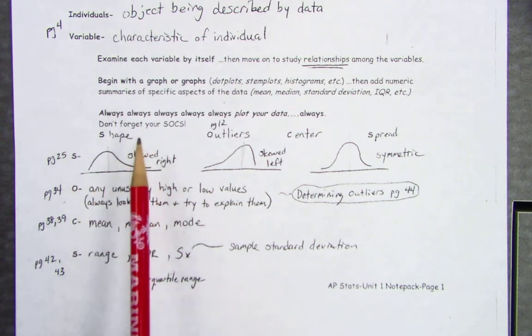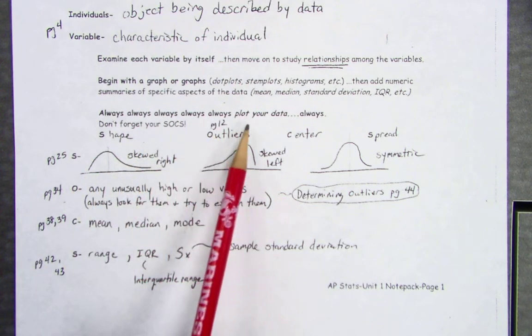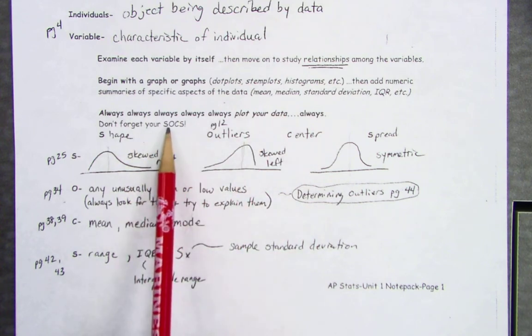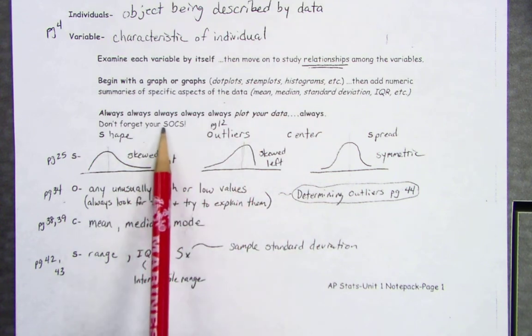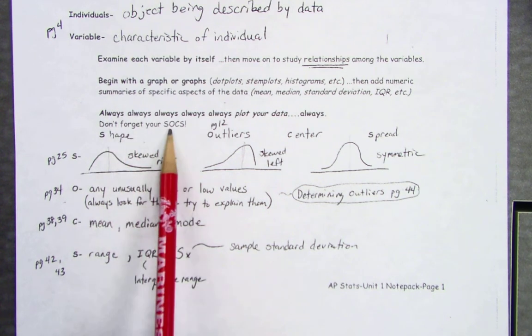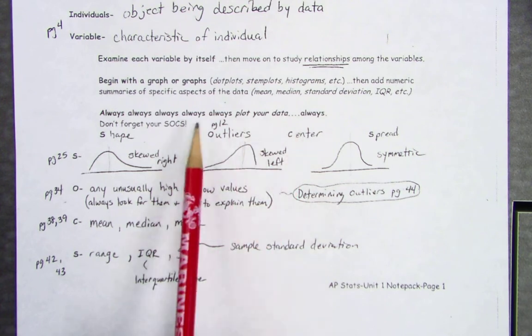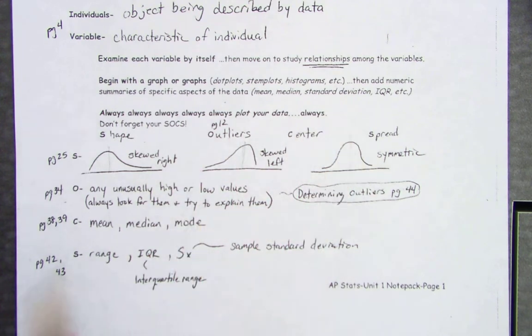So we always plot our data. And it says, don't forget your socks. That is an acronym. S, shape. O, outliers. C, center. And the last S is spread.